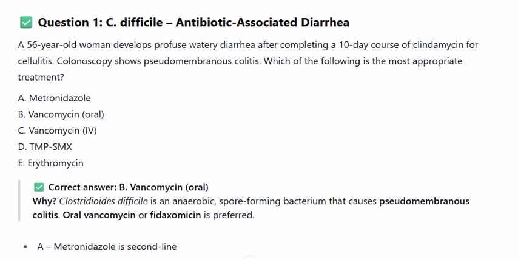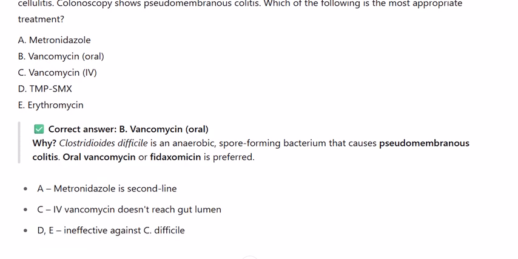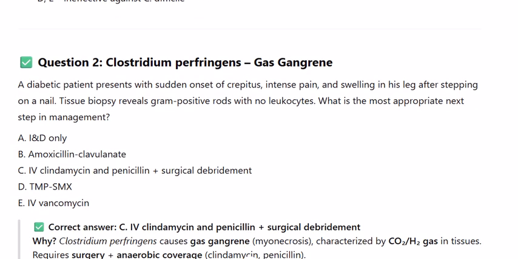Clostridioides difficile is an anaerobic spore-forming bacterium that causes pseudomembranous colitis. Oral vancomycin or fidaxomicin is preferred. A. Metronidazole is second line. C. IV vancomycin doesn't reach the gut lumen. D. TMP-SMX and E. Erythromycin are ineffective against C. difficile.